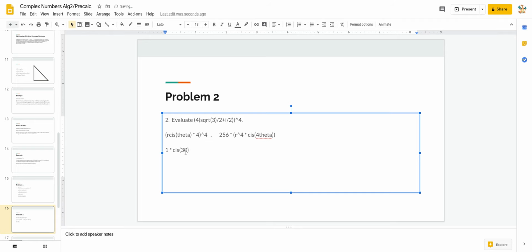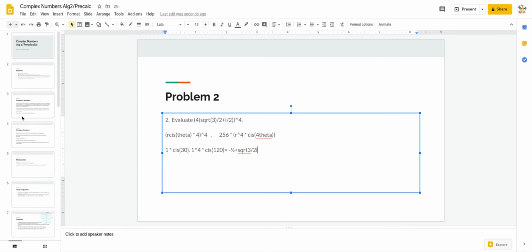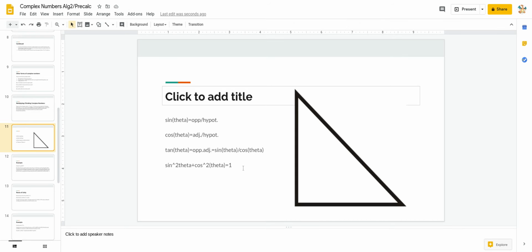So you're doing 1 times cis theta to the power 4. So r to the power 4 is going to be equal to 1, right? So 1 to the power 4 times cis 120. This is going to be negative half plus root 3 by 2 i. Just know your trig here, because there are some identities I should have talked about. Wait, let's just go back here.